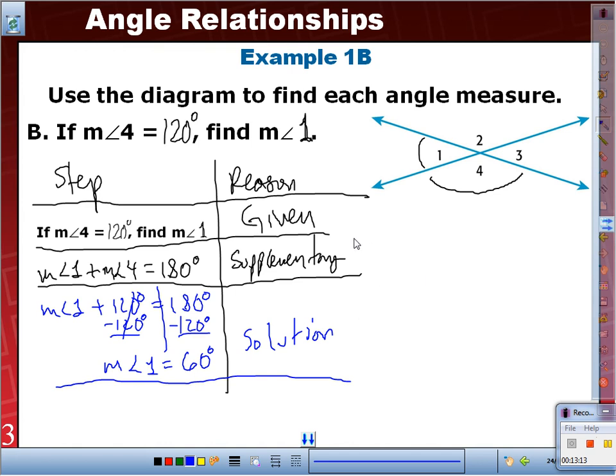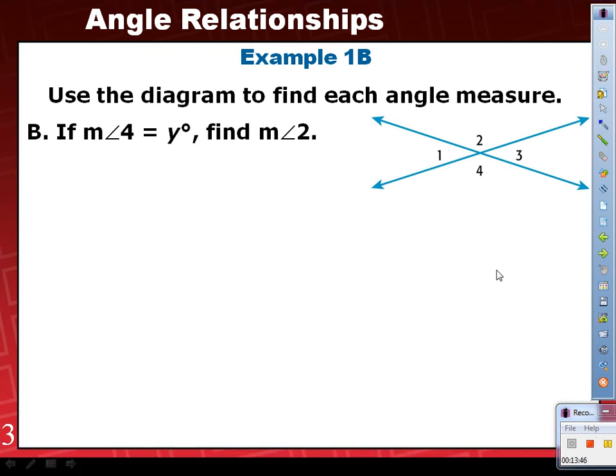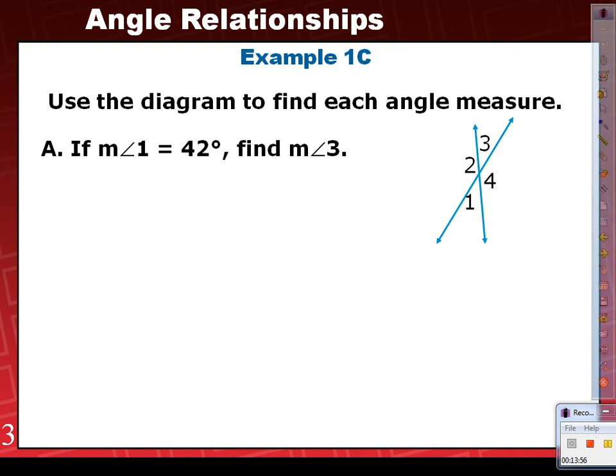All right, so let's see how you do with this one. Look up. Example 1C. Let's see how you do. All right. Example 1C says, use the diagram to find each angle measure. If measurement of angle 1 is 42, find angle 3. Copy and go. I'll give you 1 minute.